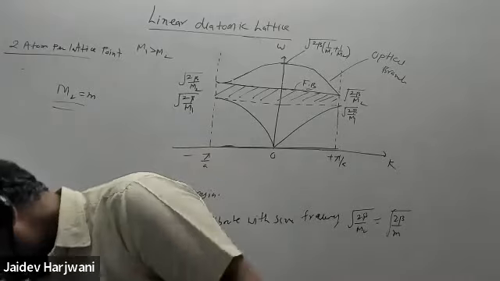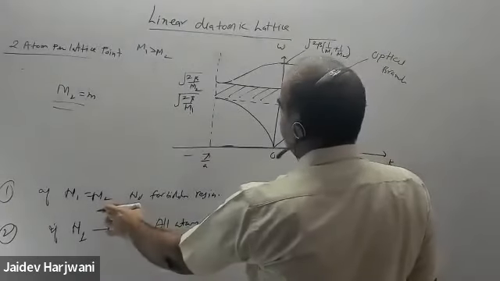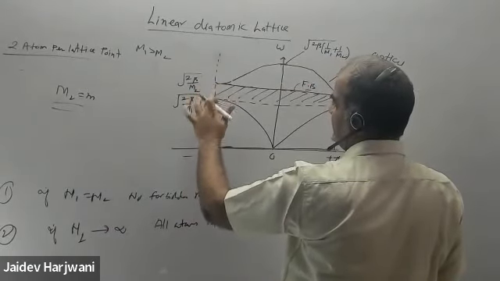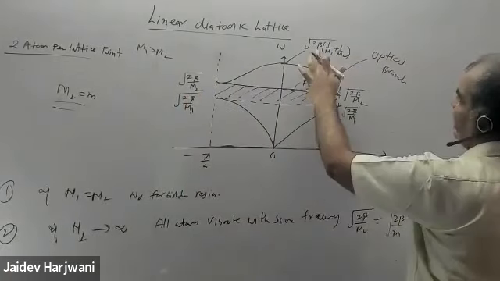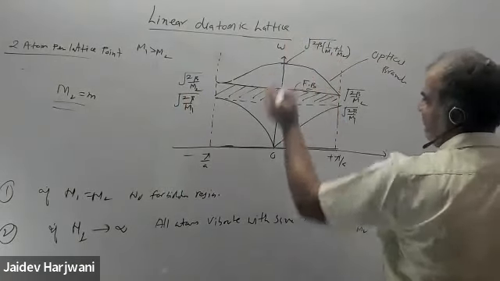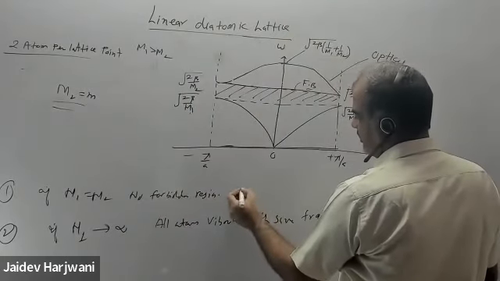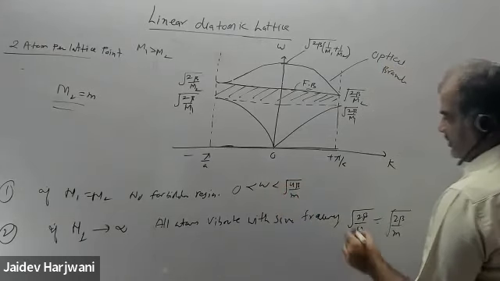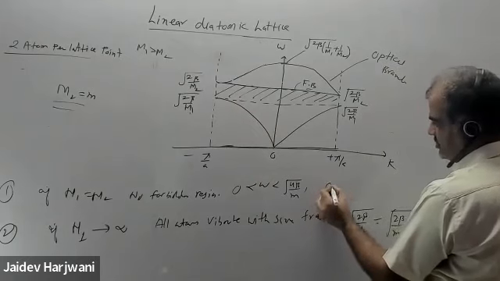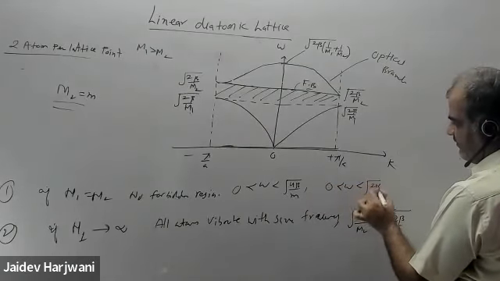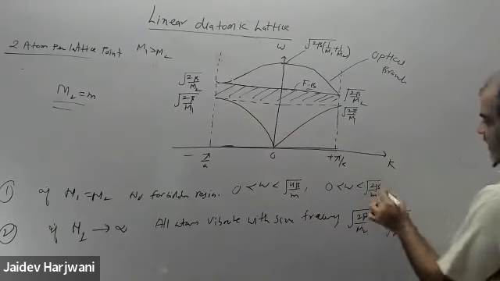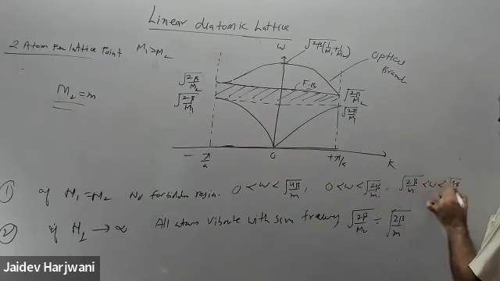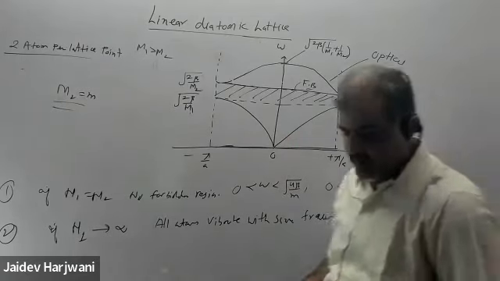And one more thing: if M1 equals M2, what will become of this? This gap will become 0. If M1 is equal to M2, this becomes 4 beta over M, and the maximum frequency will become under root 4 beta over M. So there will be two frequency ranges: from 0 to under root 2 beta over M, that will be your acoustic branch, and from under root 2 beta over M to under root 4 beta over M, that will be your optical branch.